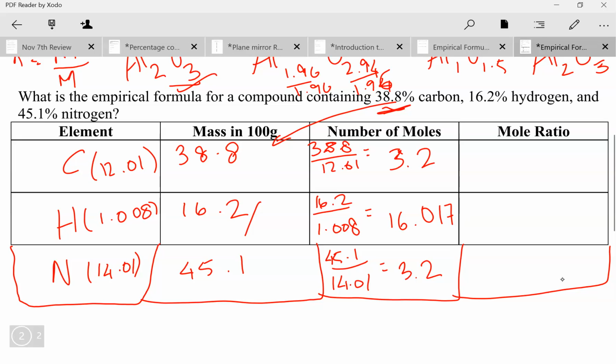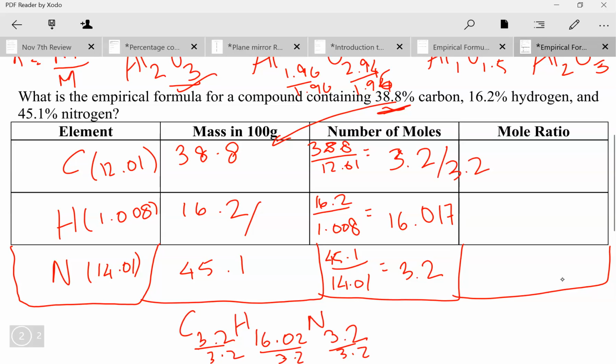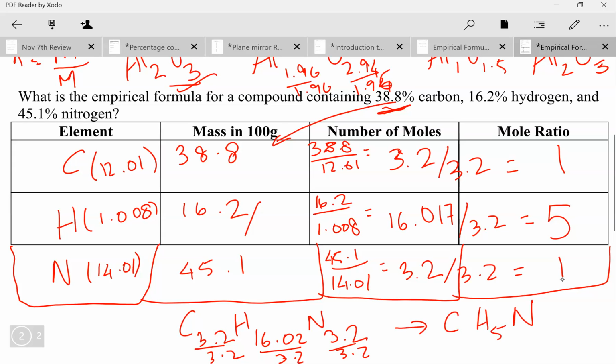Okay, so I basically have my answer, but it doesn't look very nice because of all these decimals, and so I'm dividing everything by 3.2, which is the lowest number, to get an actual answer. So I divide by 3.2, divide by 3.2, divide by 3.2. This is 1, this is 1. What is 16.017 divided by 3.2? And we get 4.97, which we're going to round to 5. So our actual formula is now converted to C1H5N, which is the empirical formula.